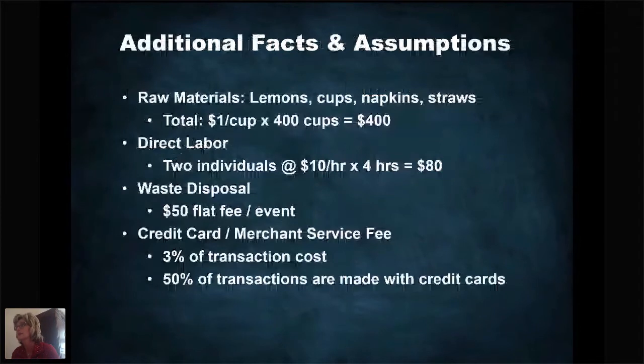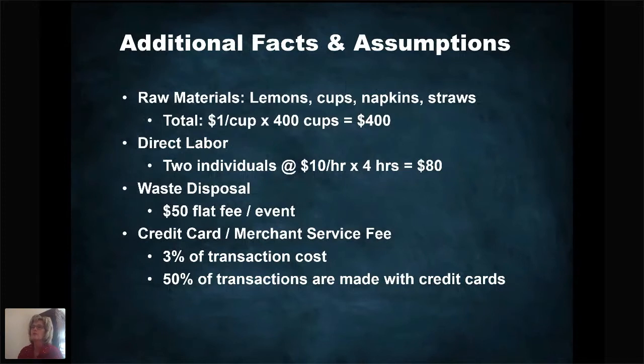Yes, we are missing some expenses. Raw materials. And I think, Lisa, that's what you meant. Yeah, I mean, you may have been overcomplicating, but not really. I think that's what you meant. In order to be able to make lemonade, you have to buy lemons and cups and napkins and straws.